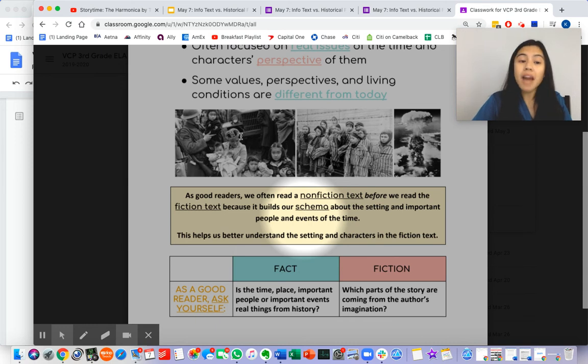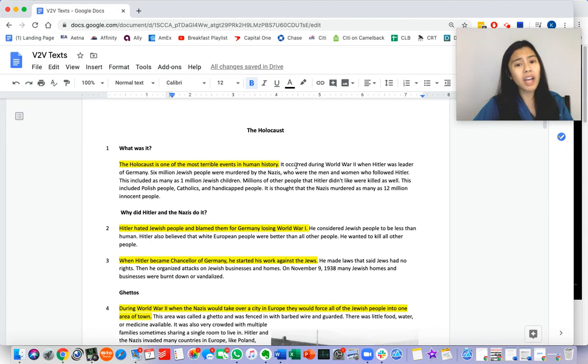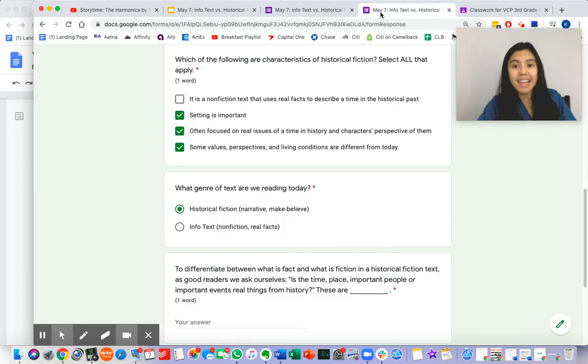We would not understand today's story if we didn't first understand what happened during this terrible time. We read about the Holocaust to build our schema about the time, the place, and important people and events that we might hear about in The Harmonica, which is our historical fiction text today. So as good readers, sometimes we read info text to help build our schema.